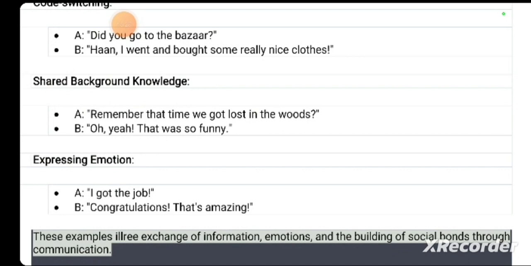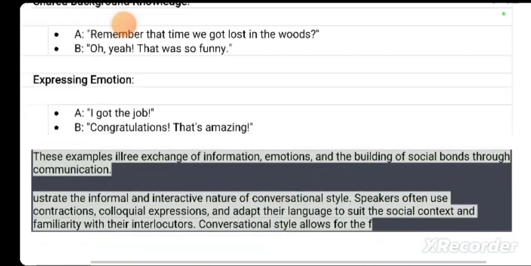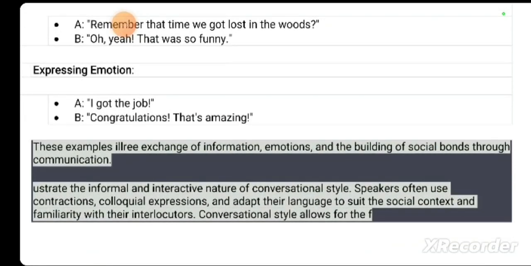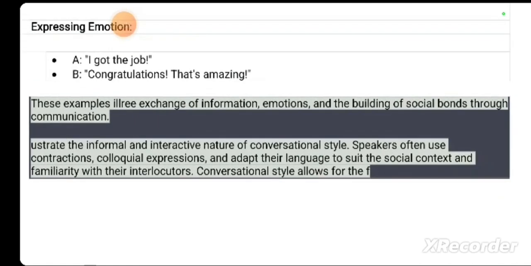Shared background knowledge. "Remember that time we got lost in the woods?" "Oh yeah, that was so funny." So they have a shared incident as background knowledge. Expressing emotion, that is also prevalent in normal conversations. "I got the job." "Congratulations, that's amazing." These are some of the examples of the exchange of information, emotion, and building of social bonds. So these are the main characteristics of conversations.